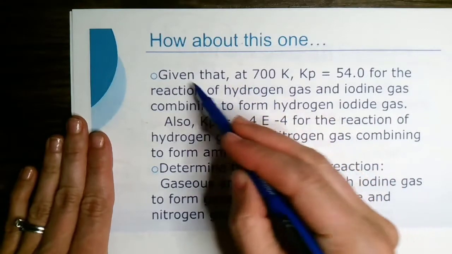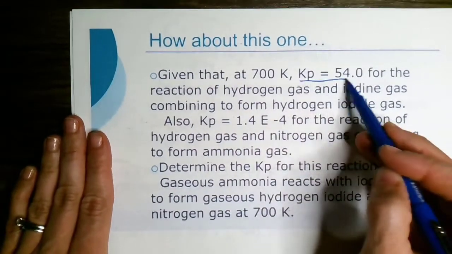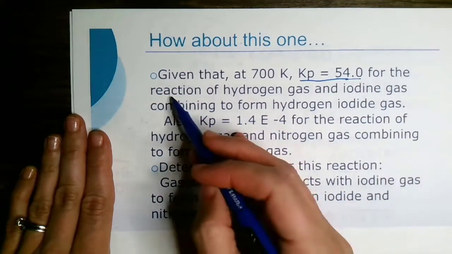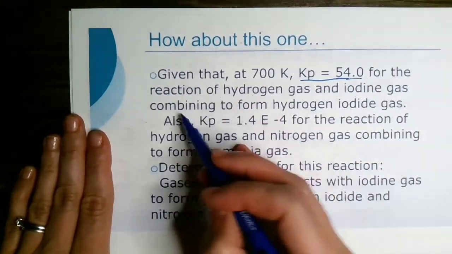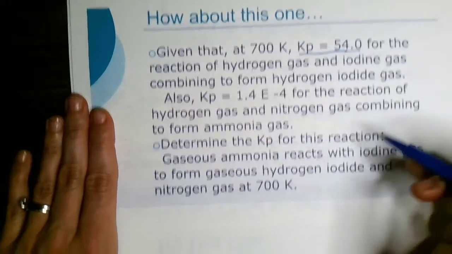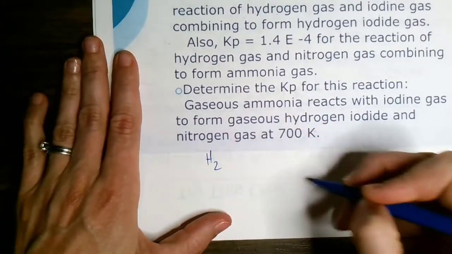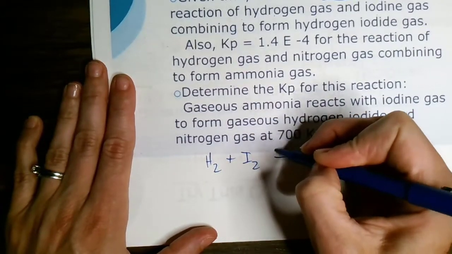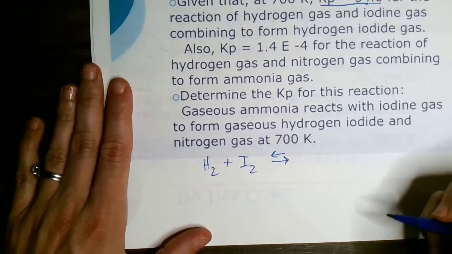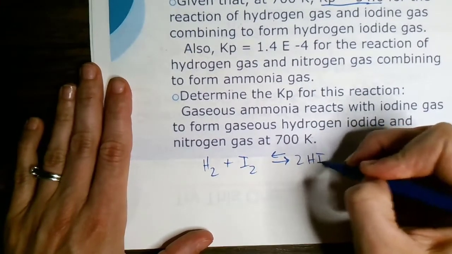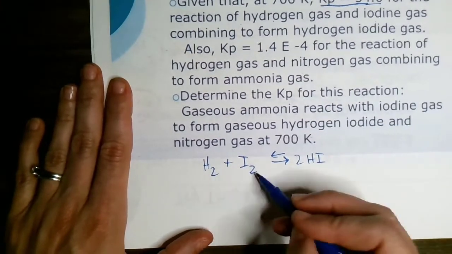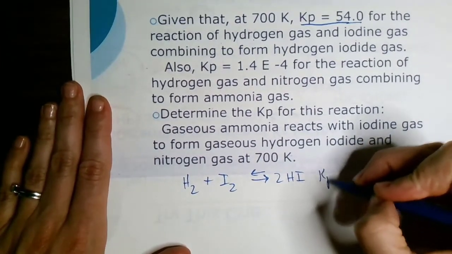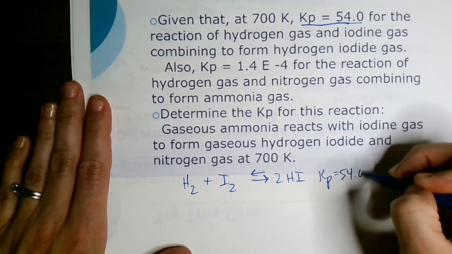Okay, so here we are, given at 700 Kelvin. We've got a pressure constant of 54.0 for the reaction of hydrogen gas and iodine gas combining to form hydrogen iodide gas. So let's write this. Hydrogen gas is H2 plus I2 in dynamic equilibrium to form 2HI. I had to balance that, right? Because these are diatomic in their original state. 2HI and our Kp is 54.0.